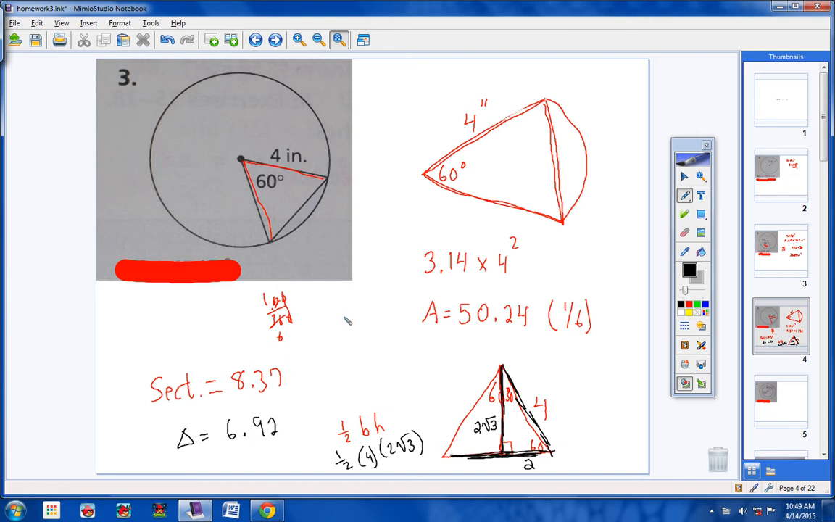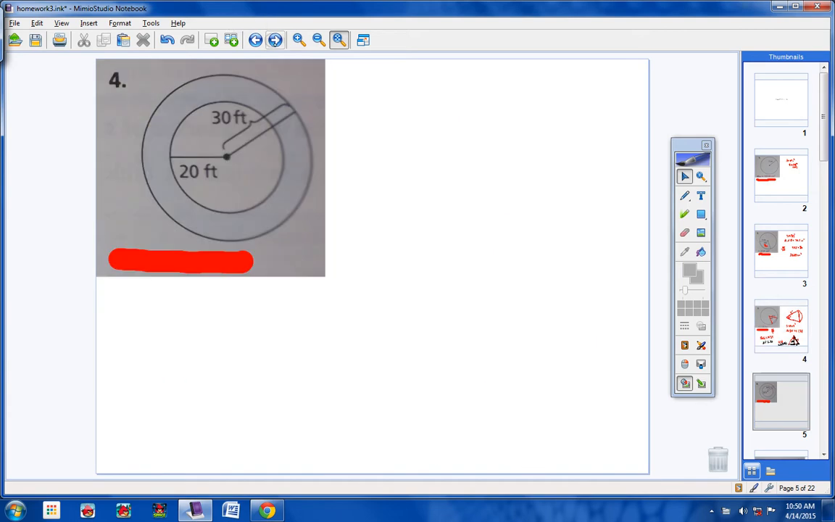6.92. So remember, the whole sector was this, the triangle's this, subtract those two numbers, and we should have an answer that's hopefully very close to the correct answer. I'm getting 1.44 when I subtract these two numbers, and the answer is 1.45, okay? So we're basically right on the money. Alright, moving on to number 4.